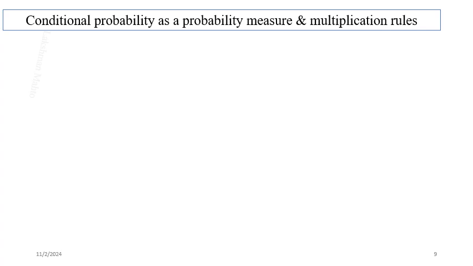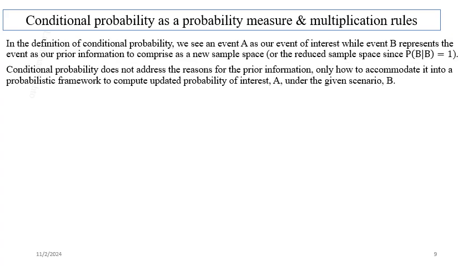The first application comes in the multiplication rule. The multiplication rule is used to compute the joint probability of occurrence of two events. And actually, it is just a restatement of the definition of conditional probability. How? We'll see it here. In the definition of conditional probability, we see an event A as our event of interest, while event B represents our prior information, which comprises a new sample space. We never bother about the true sample space. We try to compute the probability of A from the scenario of B. So our new universe, the new sample space, is B actually. From the scenario of B, we are computing the probability of A when we say conditional probability.